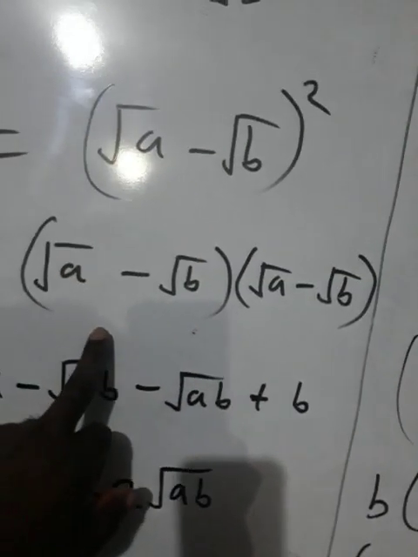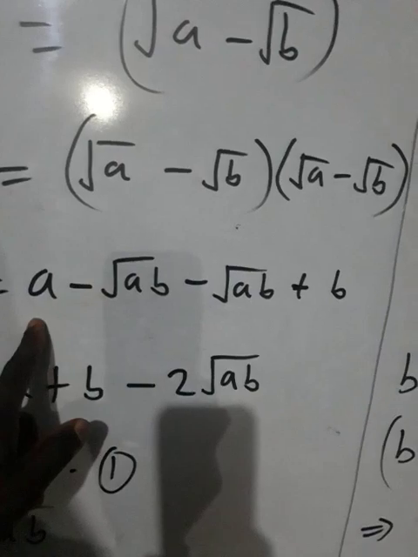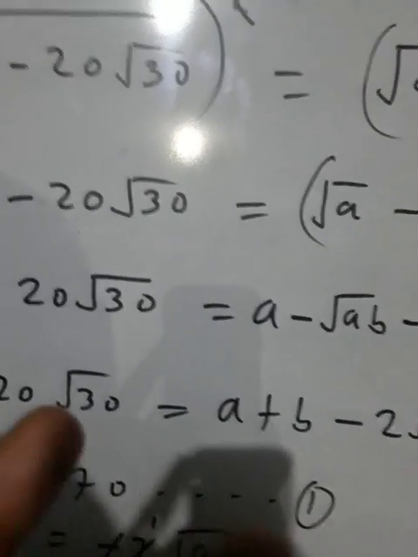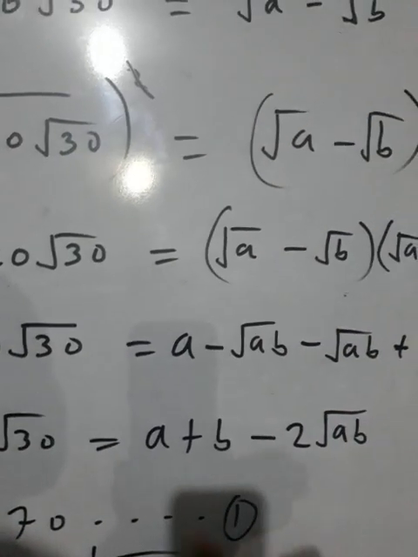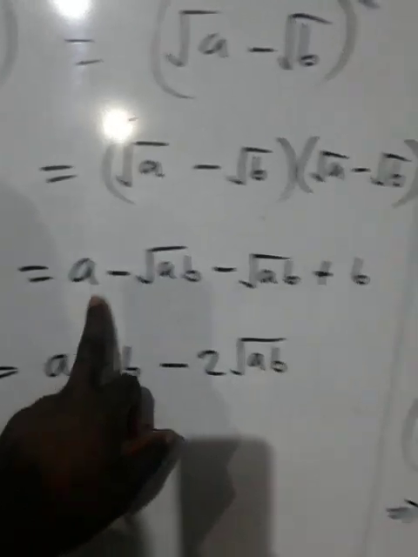And when you expand this, you have root a times root a will give you a. Root of any number times root of itself is the same thing as the number. As you can see, root 4 times root 4 is 4. Root 4 is 2, root 4 again is 2, 2 times 2 is 4. So root a times root a is a.